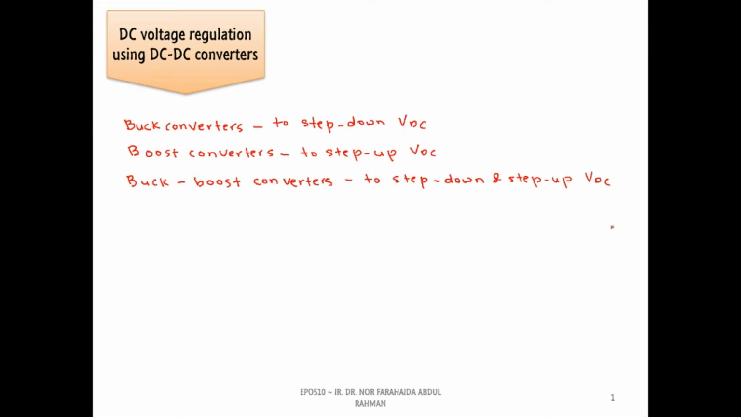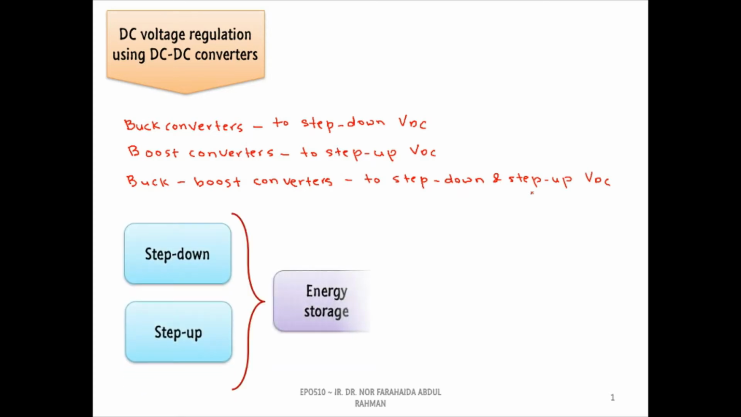In this video, we will discuss DC voltage regulation using DC-DC converters, also known as DC-DC choppers. There are three types of DC converters: buck converters to step down the input DC voltage, boost converters to step up the voltage, and buck-boost converters to perform both step down and step up functions. Regardless of the different functions, each DC converter requires energy storage, which is an inductor, to operate efficiently.